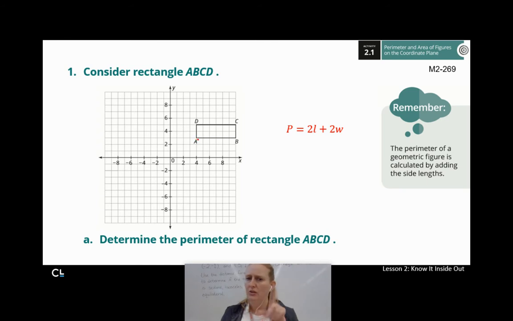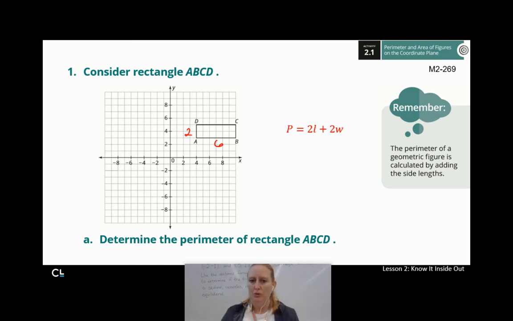Now, this rectangle is very convenient because it's right on the grid lines, so you can just count, right? 1, 2, 3, 4, 5, 6. So it looks like my length here is 6. And my width, well, let's see. 1, 2. Looks like my width is 2.